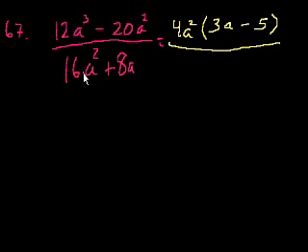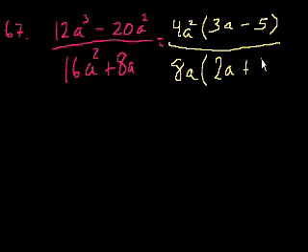We do the denominator. Let's see, both of these are divisible by 8a. So let's factor that out. 8a. 16 divided by 8 is 2. A squared divided by a is a. Right? So 16a squared divided by 8a is 2a. And if you go the other way, 8a times 2a squared is 16a squared. So it all works out. Plus 1. Right? 8a times 1 is 8a.